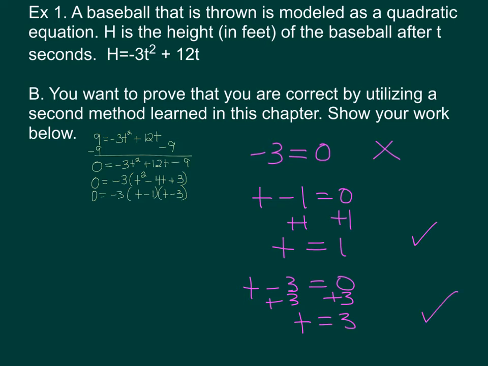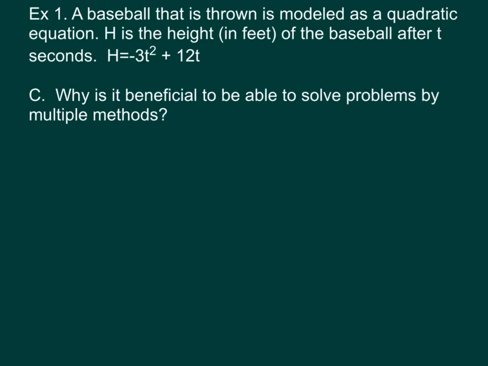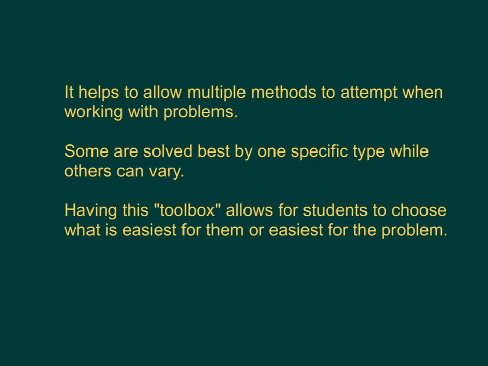I've proven using a different method than just using the graph that I can find these two answers. So again, my two answers are right here, the t equals 1 and the t equals 3. All right, part C said, why is it beneficial to be able to solve problems by multiple methods? And here's my answer. It helps to allow multiple methods to attempt when working with problems. Some are solved best by one specific type, while others can vary. And having this, quote, toolbox allows for students to choose which is easiest for them or easiest for the problem.